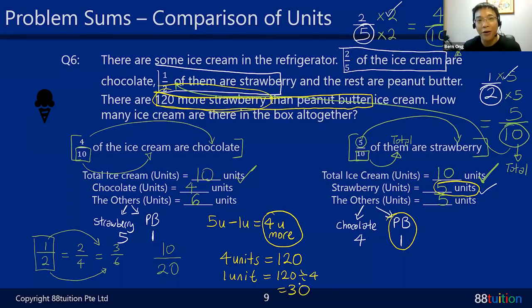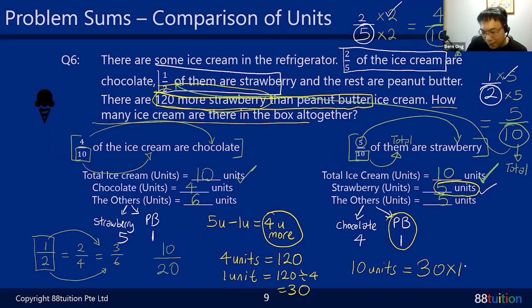What's the question looking for? How many ice creams are there? What is the total number of ice cream? How many units of ice cream are there? Looking from the fractions, you got 10 units of ice cream in total. So go and find 10 units. If 1 unit is 30, 30 times 10, you got 300 ice cream. Wow, that's a lot of ice cream. If I got so many, I will definitely share with you guys.